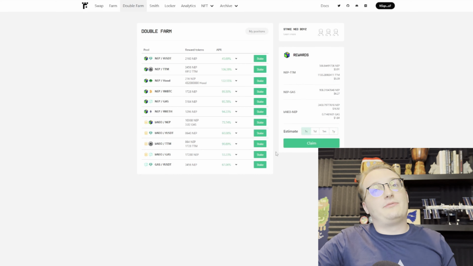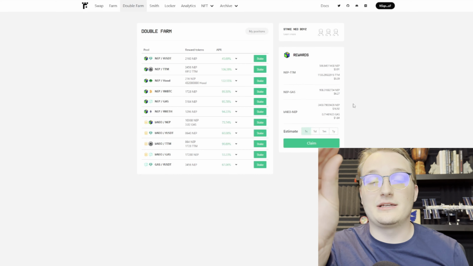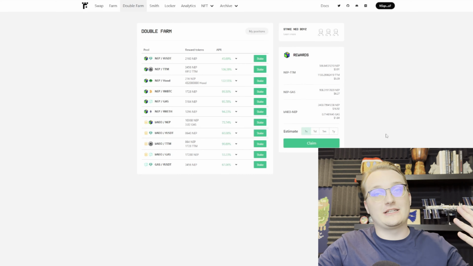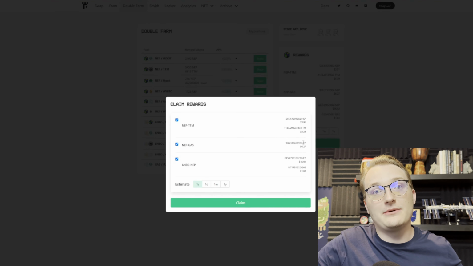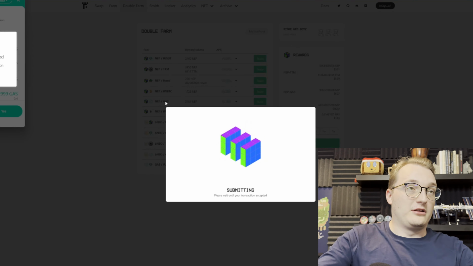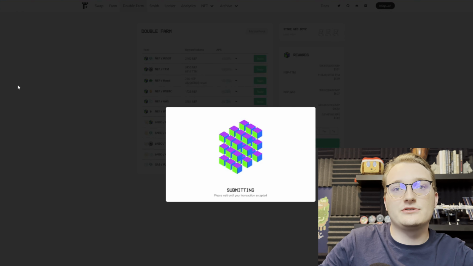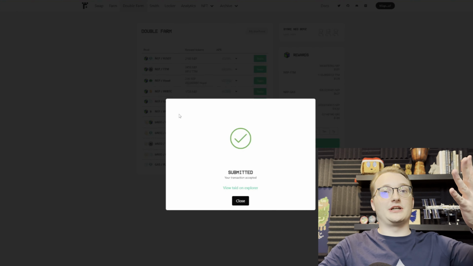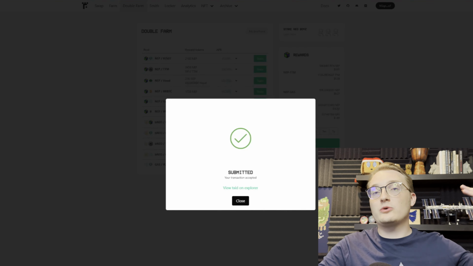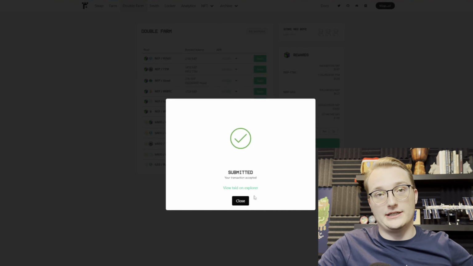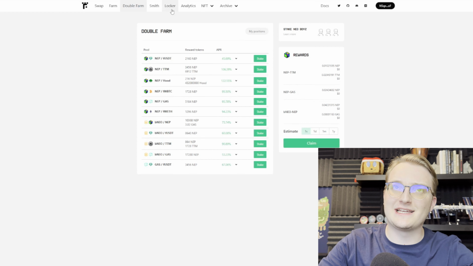So if we go to one second, this shows what I can claim right now. I'm going to go ahead and claim to show you guys. This is a real claim. I'm going to claim these values. Here we go. Now my transaction submitting was about 0.16 gas, and we wait for it to complete. There you go. I've now claimed my rewards for my staking of my liquidity. Let's move on to the next thing.